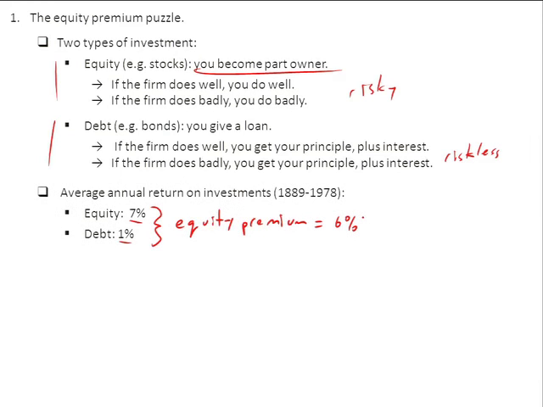What do I mean by a premium on equity? What I mean is you get a premium, you get a bonus, you get extra payoff if you're willing to take the extra risk. But another way of putting that is people demand a higher return for taking on that risk because they don't like it. They need to be compensated for taking that risk because they don't like the risk.